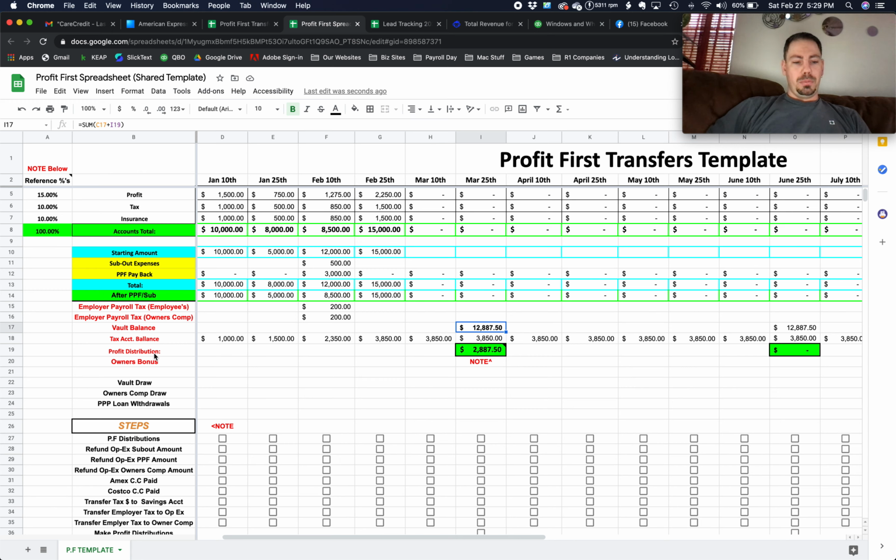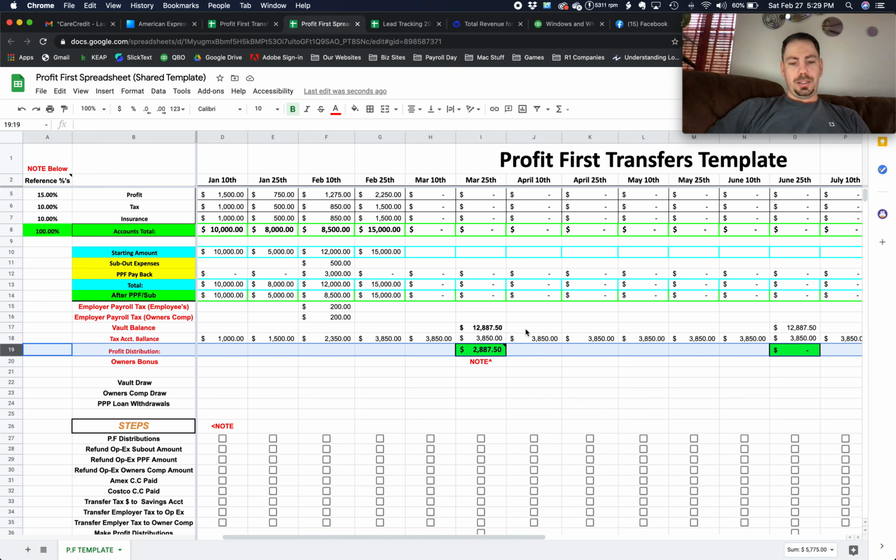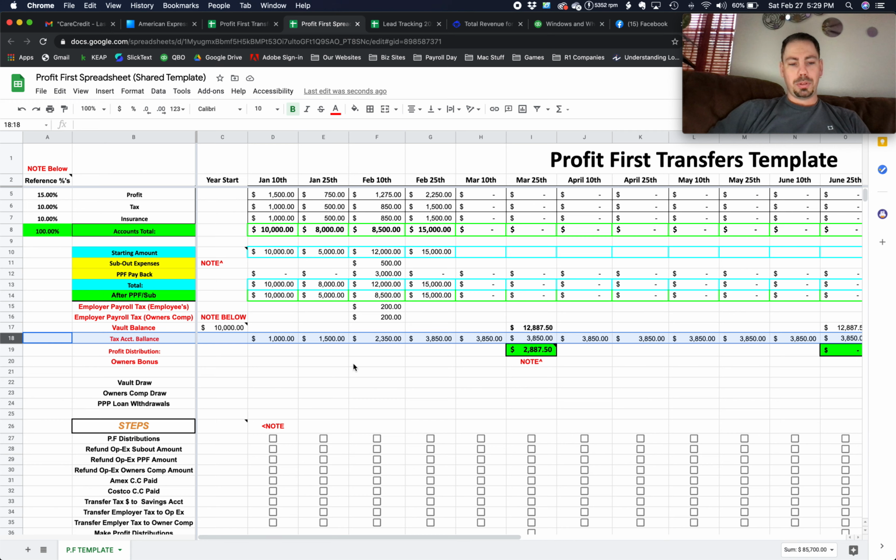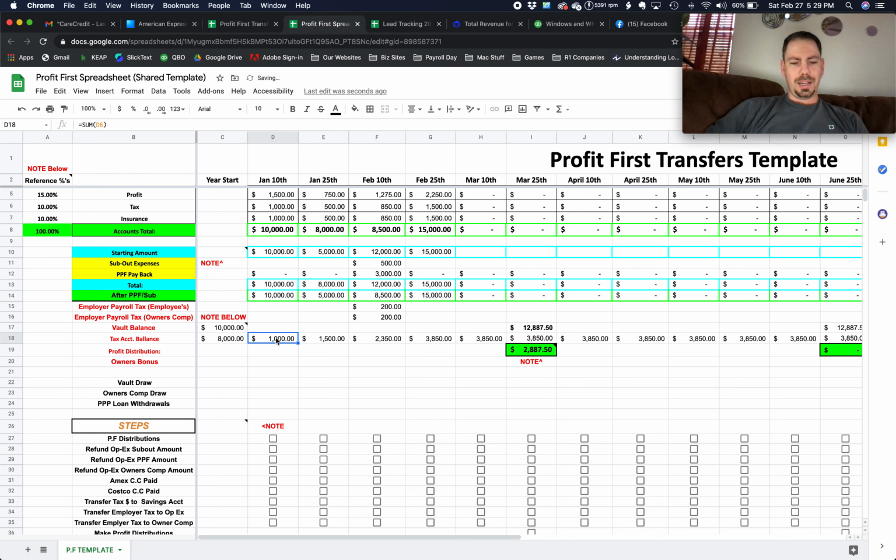Profit distribution, again, that's literally all it is: showing you how much you're going to distribute when that time comes. Tax account balance, I will edit that as well. Let's say we had $8,000 here. I'll edit this, but I'll make it a running balance to show you.